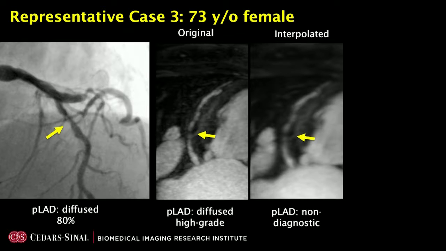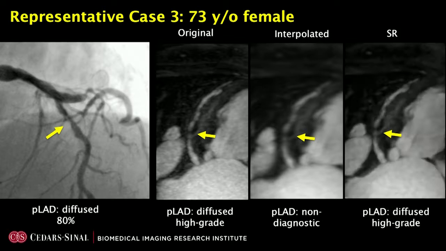The low resolution input images are quite blurred. But I think we can still see some diffuse disease, but I think it's difficult to call the extent of the stenosis. The super-resolution results actually are much sharper and help with the visualization of the stenosis.